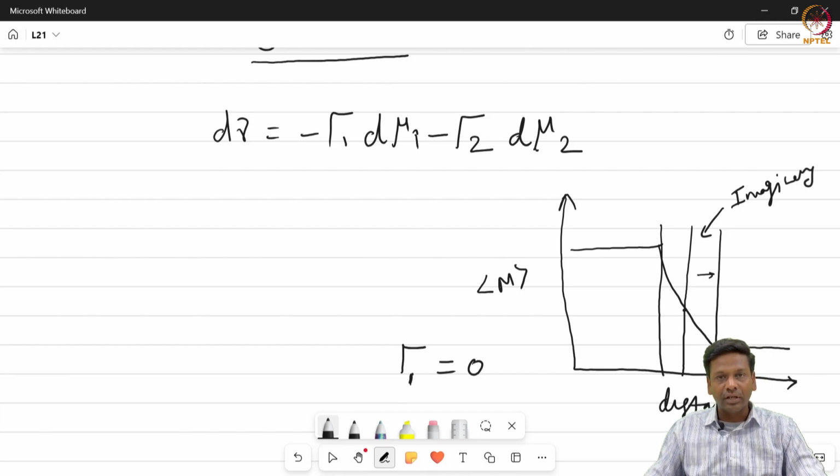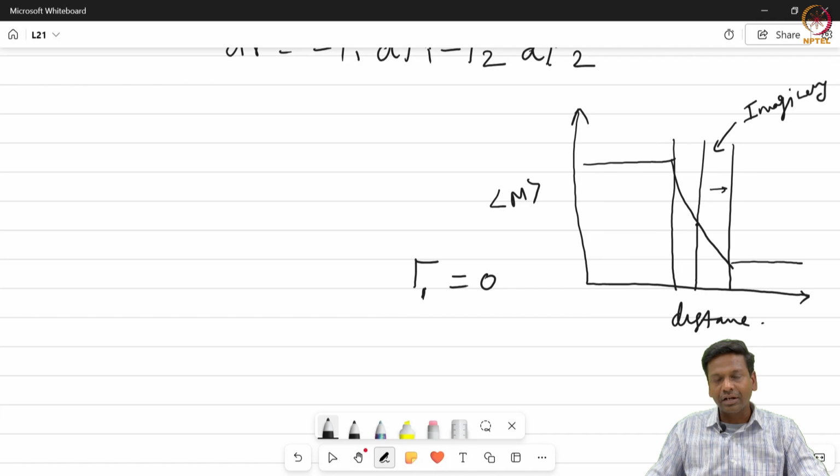That is the advantage we have when we choose the exact location of the Gibbs dividing plane. In the case of the solvent, because it is present in a very large quantity, you will always get a symmetrical distribution, so it is easy for us to equally divide. Then you can say the surface excess is always going to be 0 for the solvent.